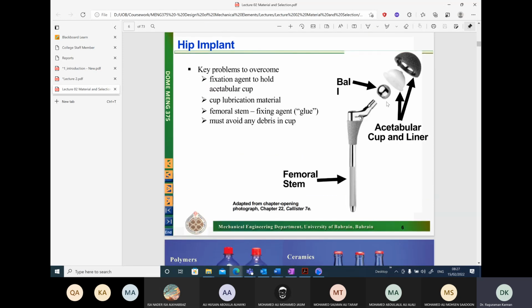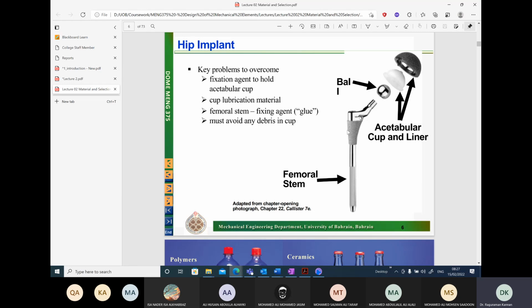Again, you can see various parts. You have the stem ball. There is a polymer acetabular cup. Then there is the liner here. You can see specifically the liner is porous in structure, so that the bones can grow into the porous structure, and basically the bone and this material will meld together. Okay, so the design is much more complicated.